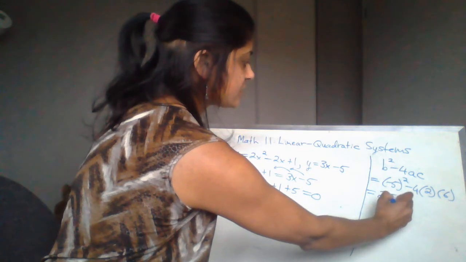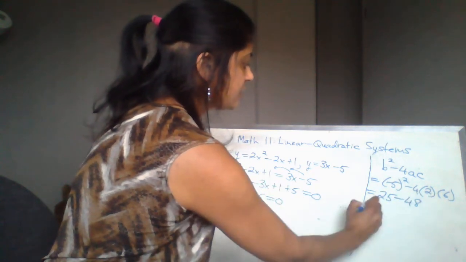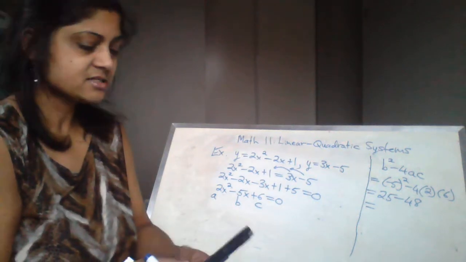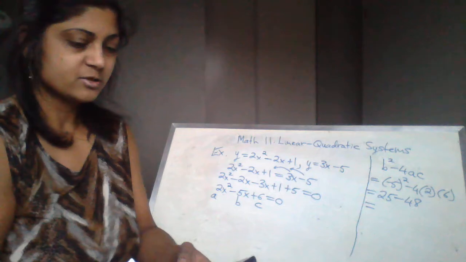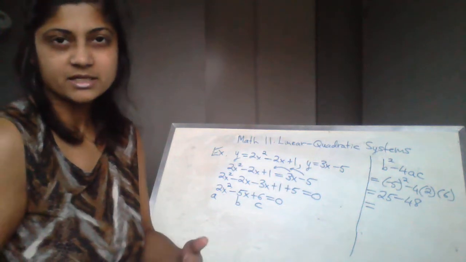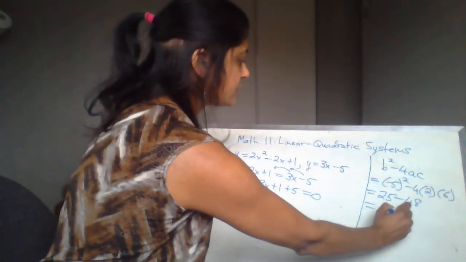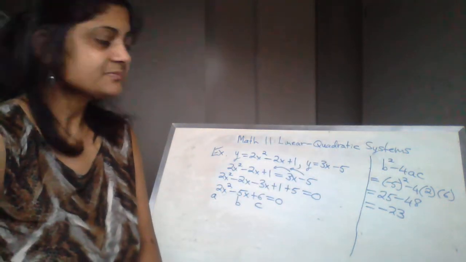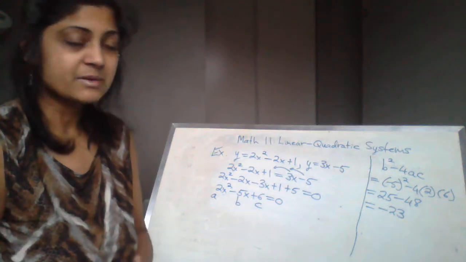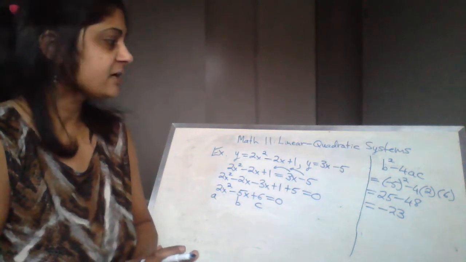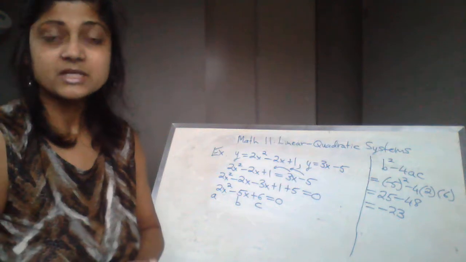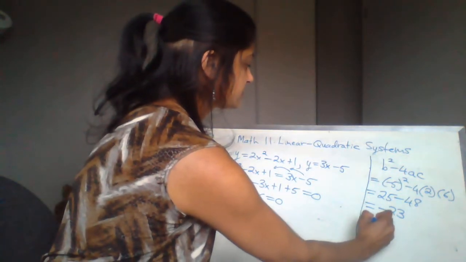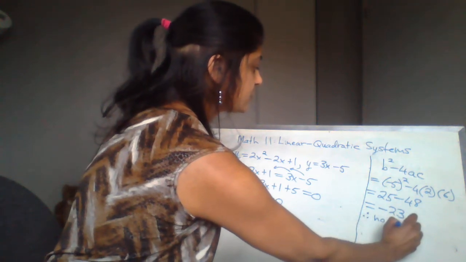So -5 squared is 25, and make sure you multiply everything. So 4 times 2 times 6 is 48. Right away, when you subtract it, I notice that it's going to give me a negative number. I'll put the exact number down here, which is -23. If you remember from our last video, if the value for the discriminant is negative, this basically means that there are no solutions. Let's put no real roots.